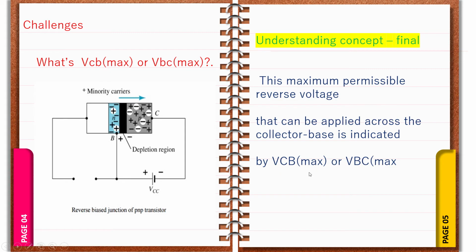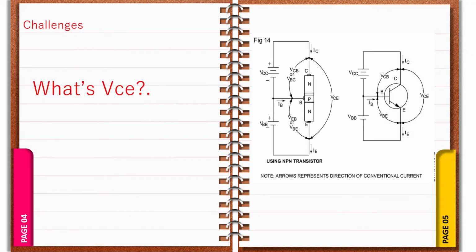Now come to what is VCE. The voltage across the collector and emitter terminal, that voltage we say collector emitter voltage. In the circuit we can see the voltage across the collector and emitter region, that voltage we say collector emitter voltage. This is clear. See here, what is VCE max?